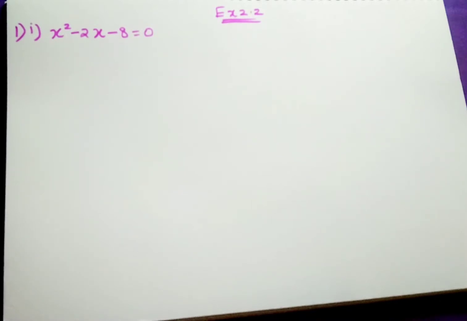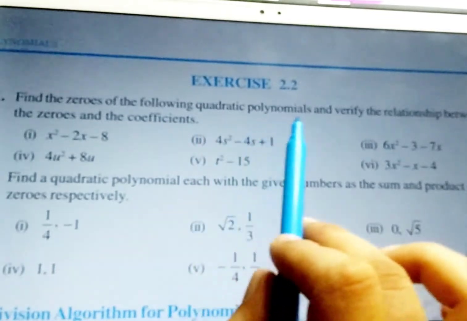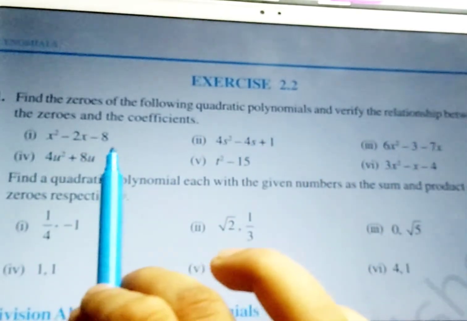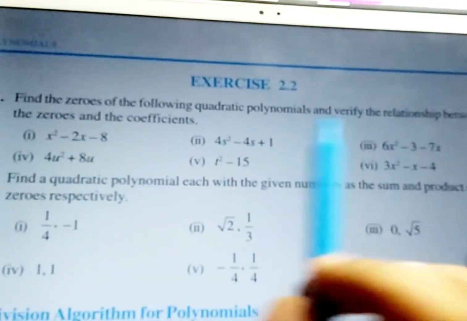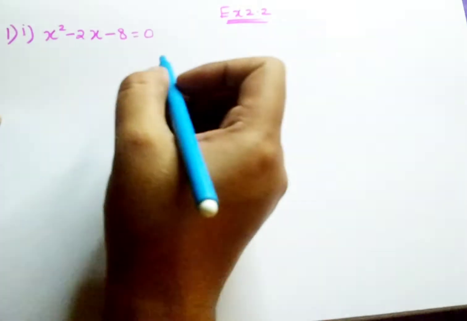And in this video, we are going to discuss exercise 2.2. First question: find the zeros of the quadratic polynomial and verify the relationship between the zeros and coefficients. First subdivision, x square minus 2x minus 8. We will do it by the factorization method and the coefficient method.